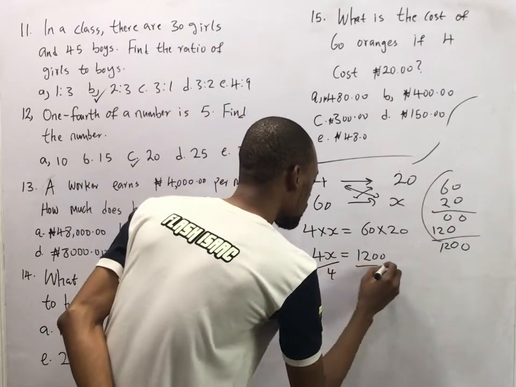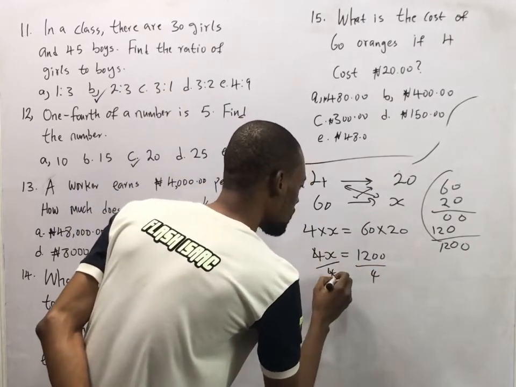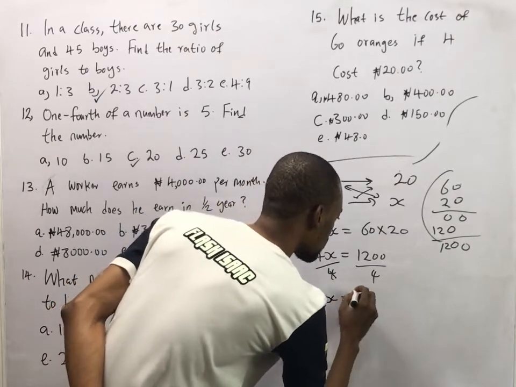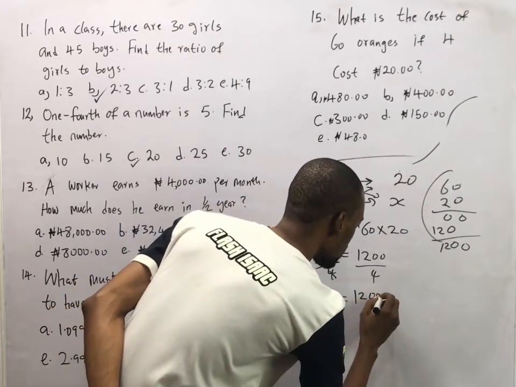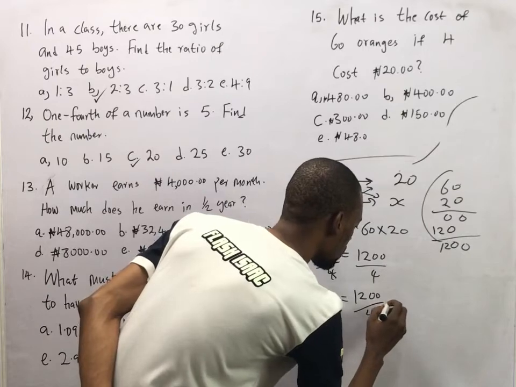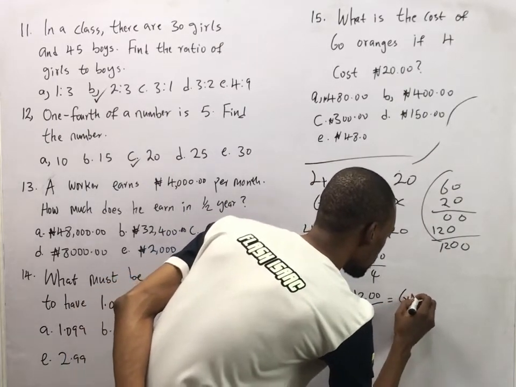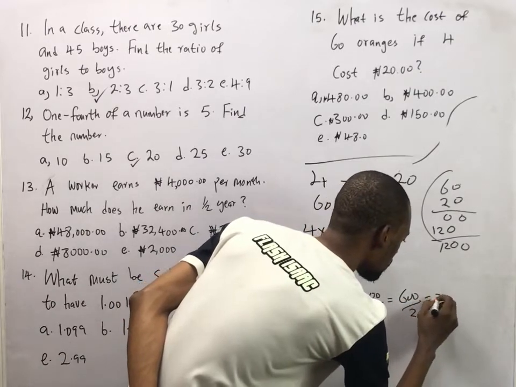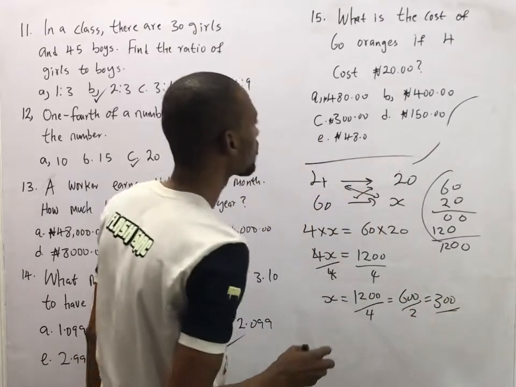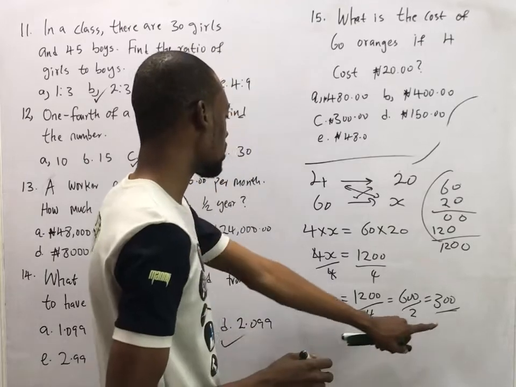Dividing both sides by 4. 4 divided by 4 is 1. So AS is equals 1200 over 4, which is equals 600 over 2, which is equals 300. So 1200 divided by 4 is 300.